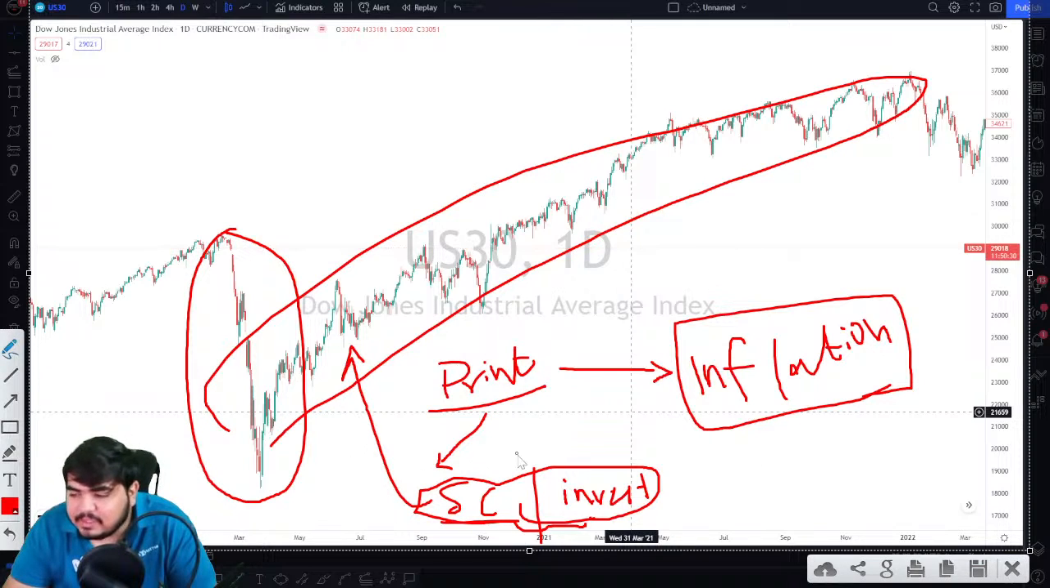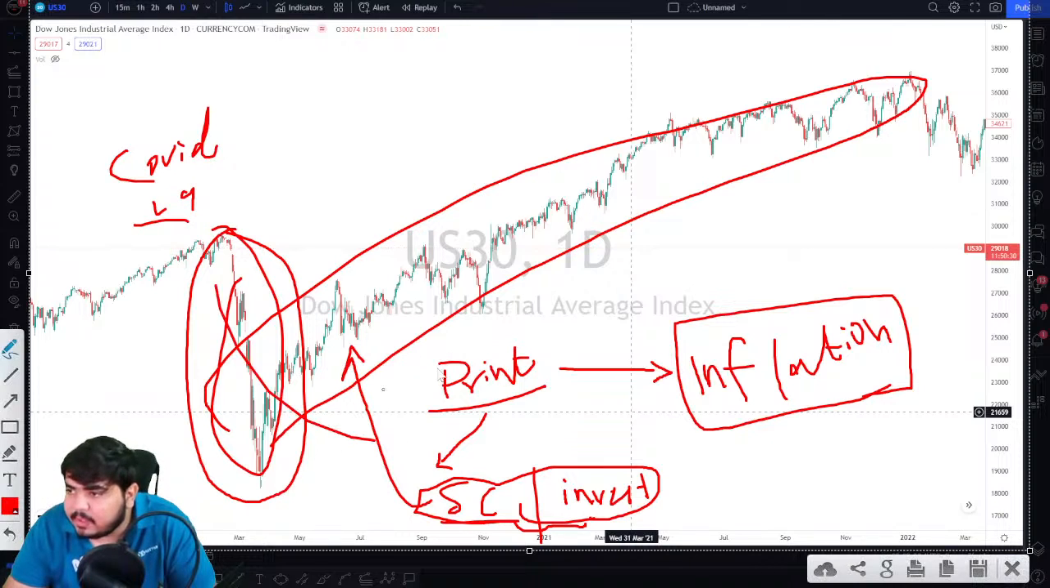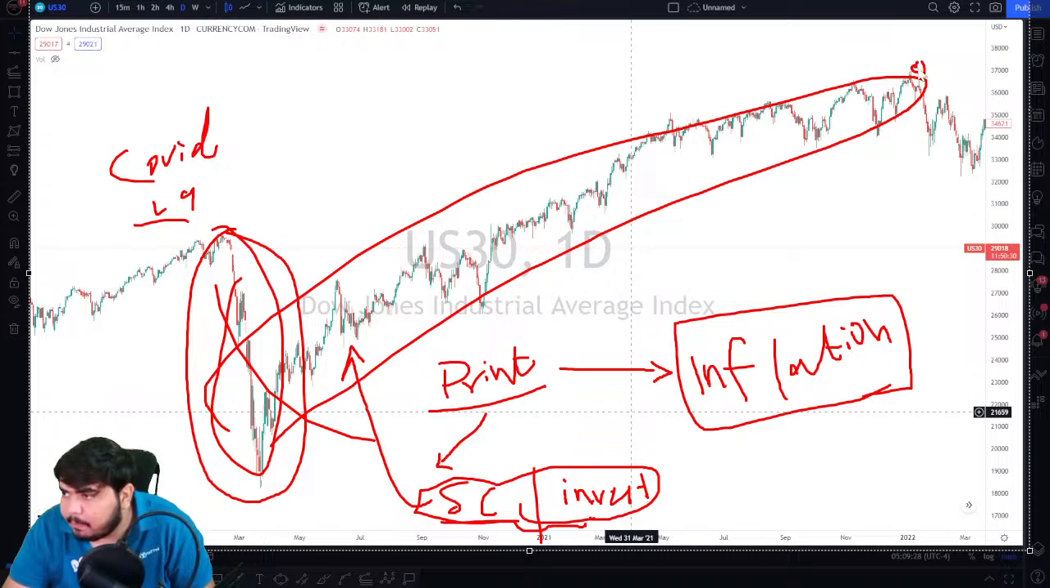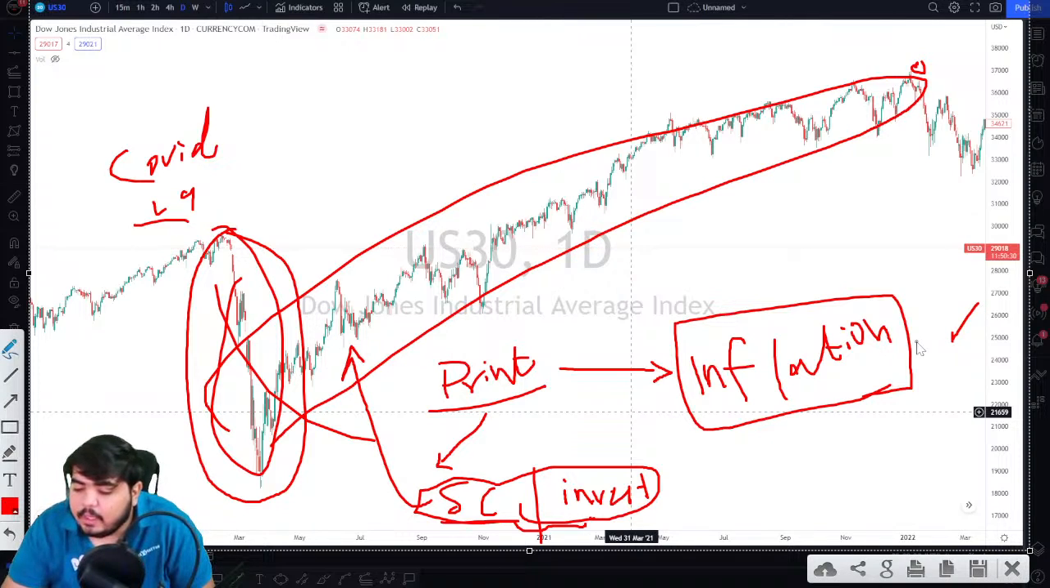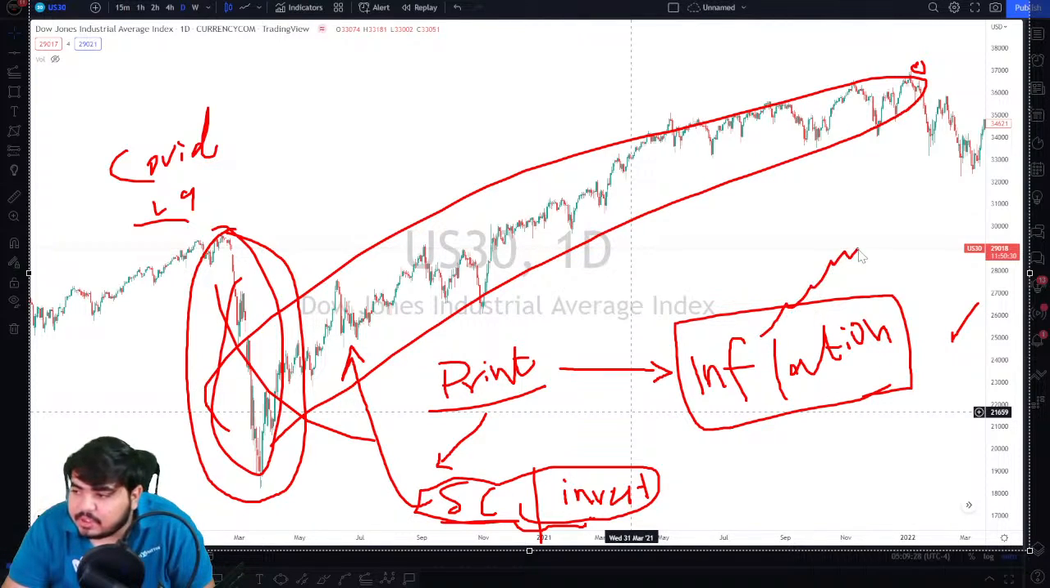So the market just made an all-time high right after the COVID-19 crash, due to people investing those stimulus checks, and investors borrowing loans from the banks. All that money came into the US30, and obviously the whole market, and it made an all-time high, but the inflation remained the same, and potentially the inflation started to increase.